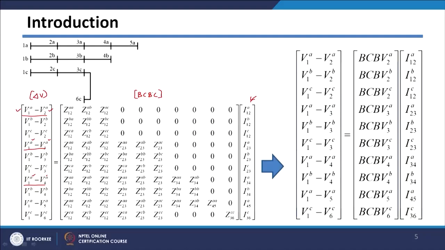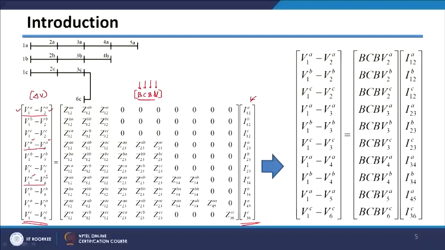So, the BCBV matrix basically converts your branch currents to bus voltages. So, this matrix is nothing but the branch current to bus voltage matrix. These are the branch currents, and these are the bus voltage differences.